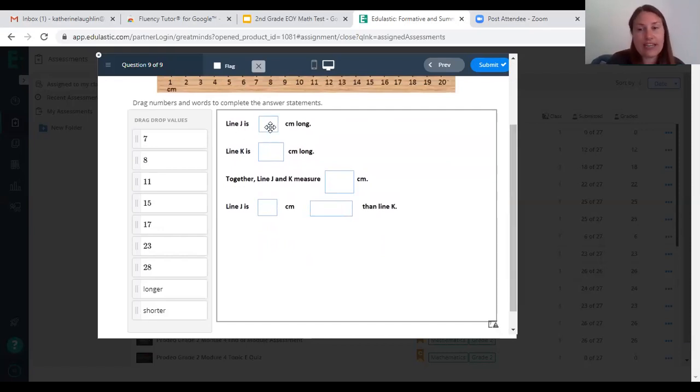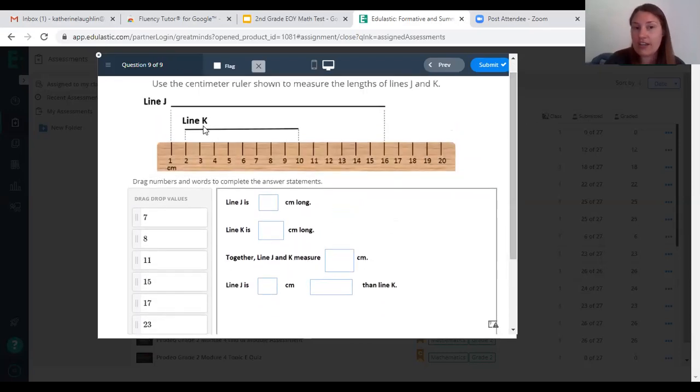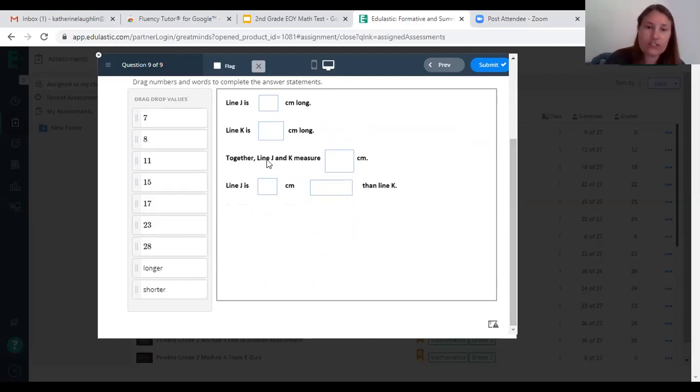Line J is blank centimeters long. Okay, so it's going to be one of those numbers. Line K is blank centimeters long. Right, here's your line, so make sure you're looking. Together, line J and K measure blank centimeters. It's going to be one of those numbers. Line J is blank centimeters blank than line K. This big box down here, that's going to be your longer or shorter. Is line J longer or shorter than line K, and by how much?